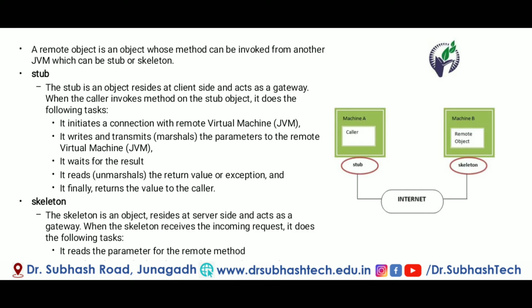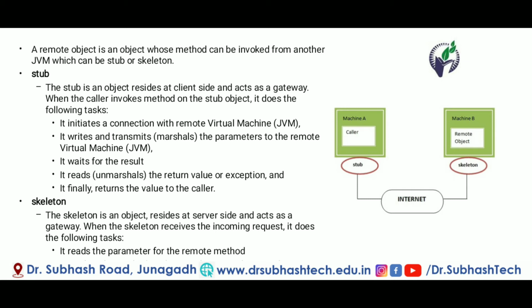So what is a remote object? A remote object is an object whose methods can be invoked from another JVM, which can be a stub or skeleton. So in RMI there are two types of objects: the first one is the stub and the second one is the skeleton. At the client side or client machine, the object works as a stub, and the object that resides at the server side is known as the skeleton.